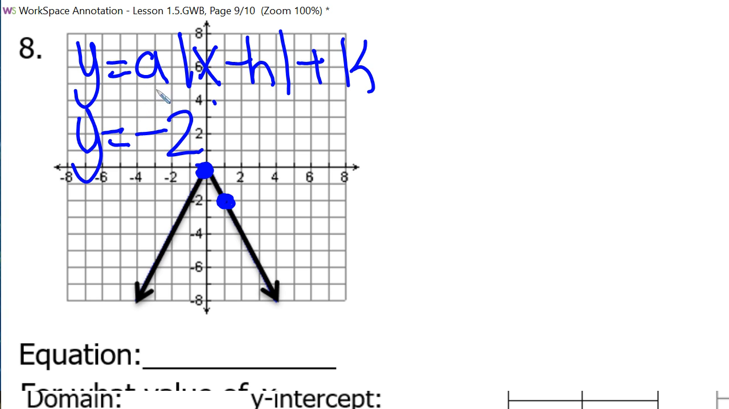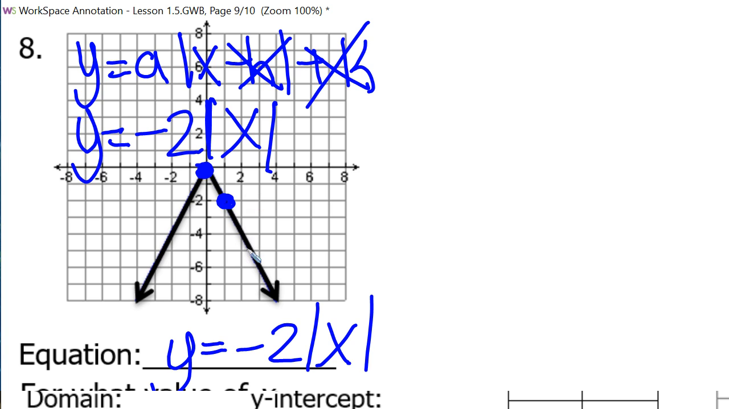Then behind the -2, you need absolute values. And then x. Now, h stands for horizontal movement. So looking at the vertex, does the vertex move left or right? No, so we will not have the h value. For the k value, does this vertex move up or down? No, it's at the origin, so it didn't move down either, so we won't have the k value either. So here's our equation right here. Y equals -2 absolute value of x.